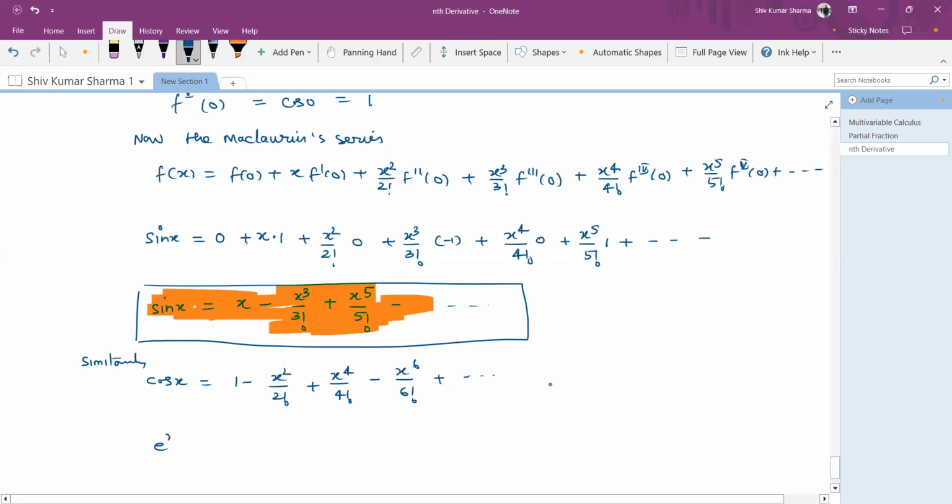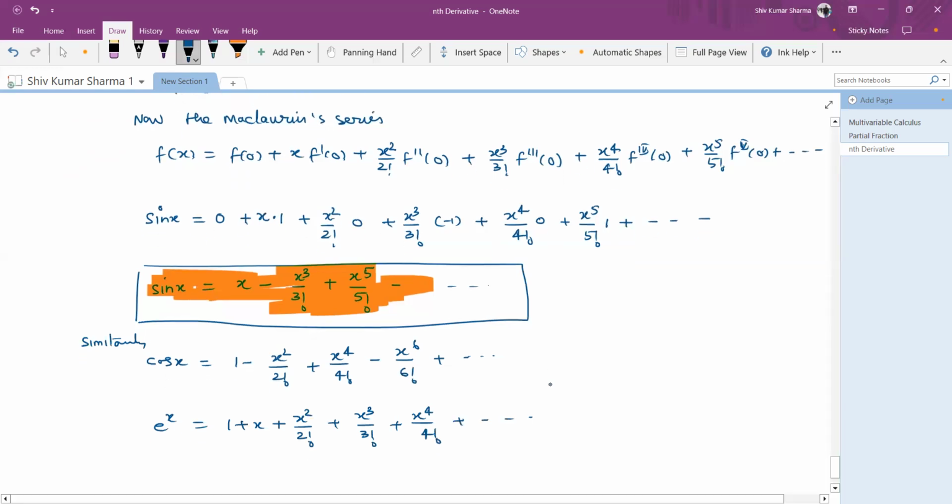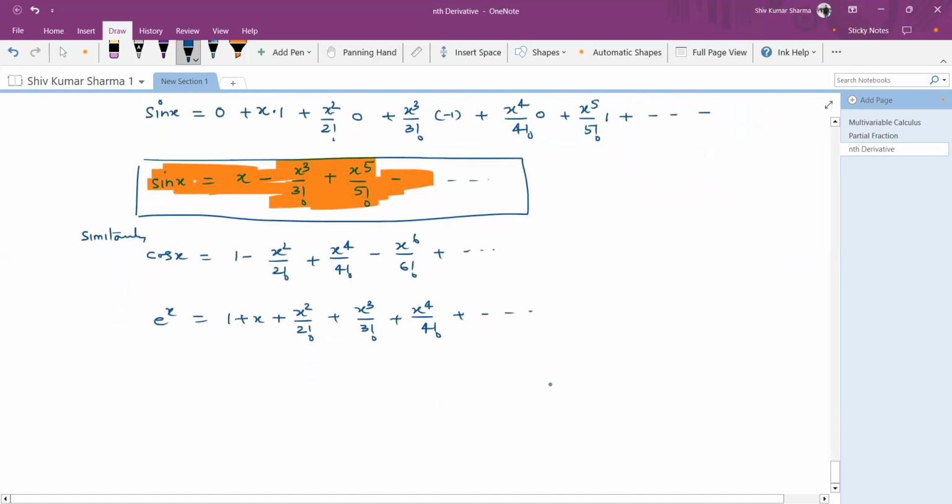And the expansion of e raised to the power x. So the expansion of e raised to the power x is 1 plus x plus x square upon factorial 2 plus x cube upon factorial 3 plus x raised to the power 4 upon factorial 4 plus and so on. So we can prove these expansions easily by using the Maclaurin series.